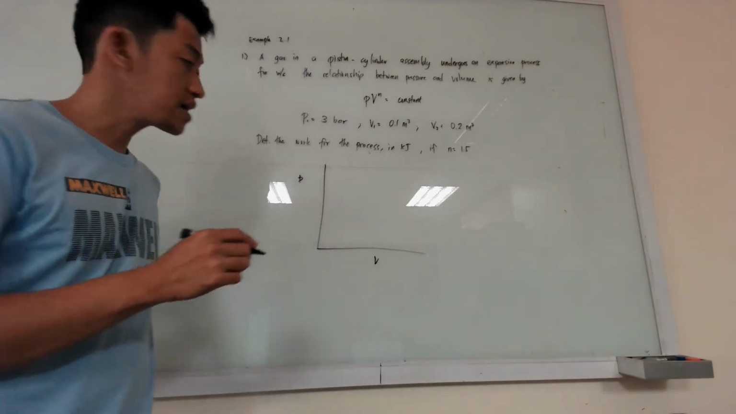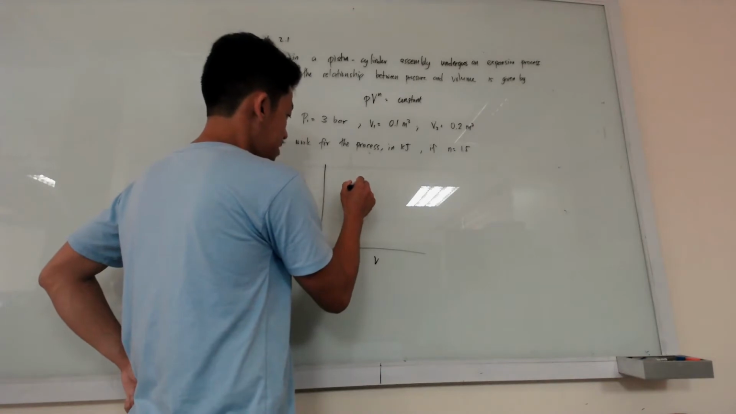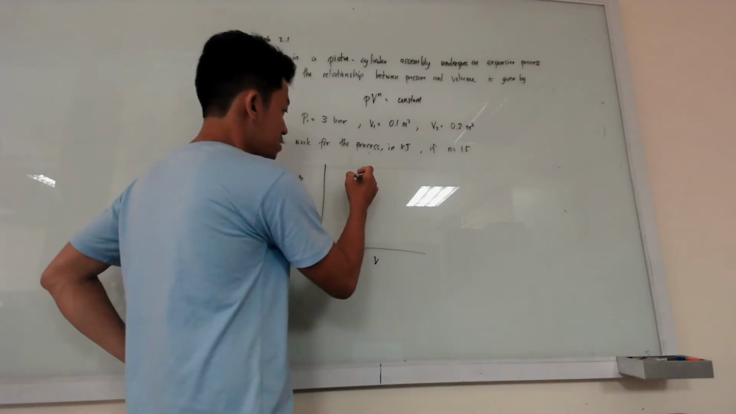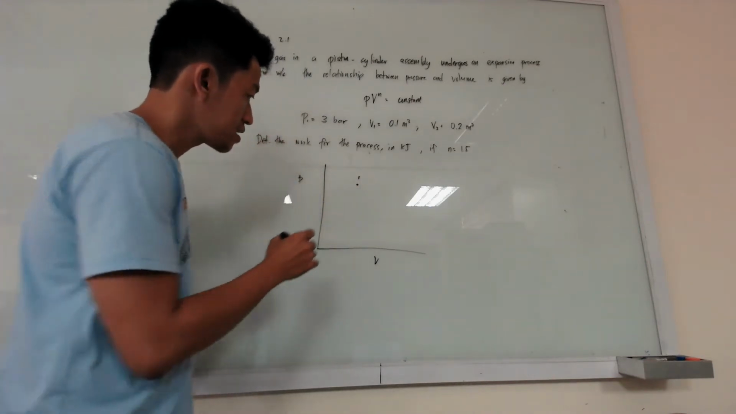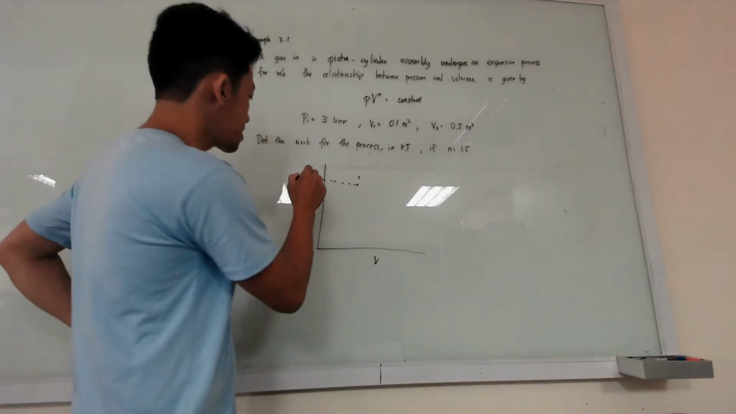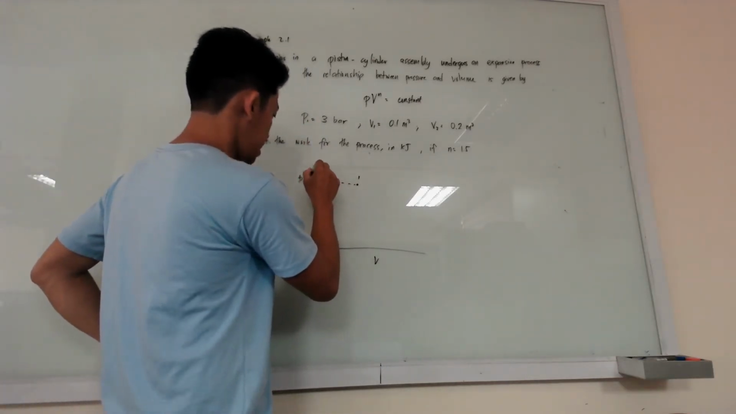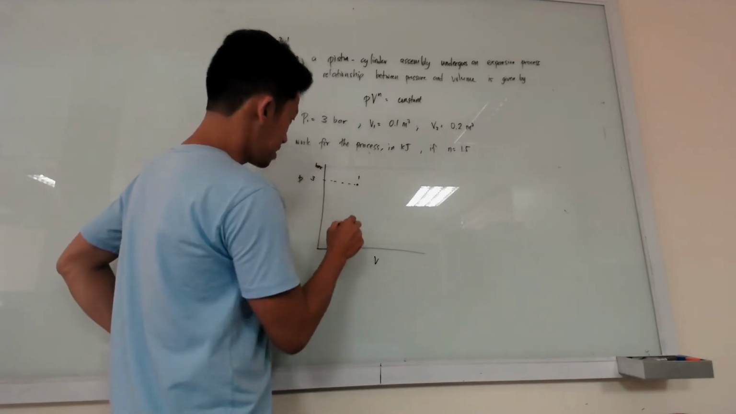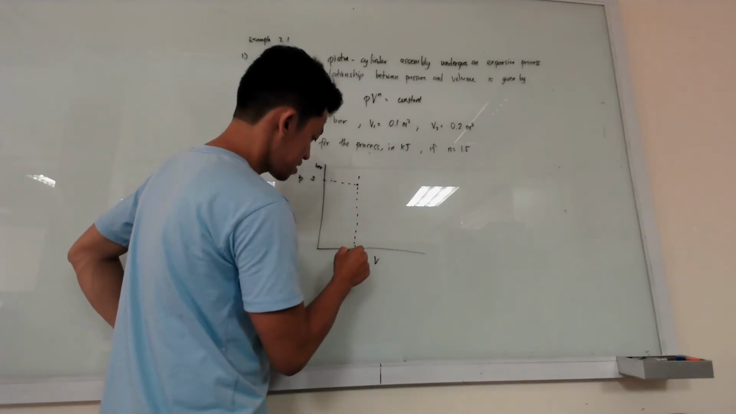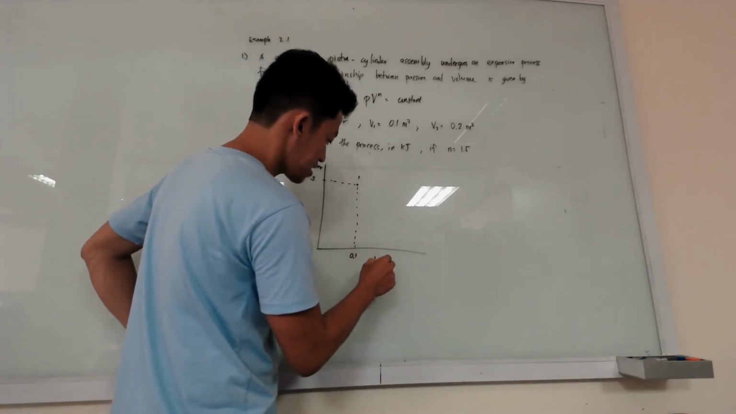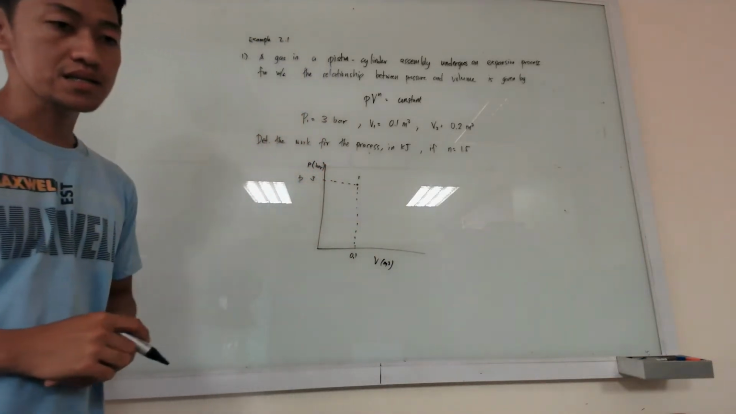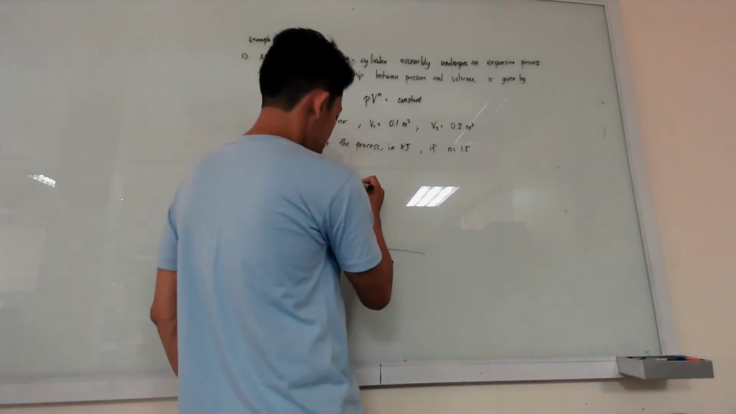initially you have the initial condition, this is your point 1. The initial pressure is 3 bar, so this is 3, and the volume is 0.1, and the unit is m cubed. This is your initial condition.